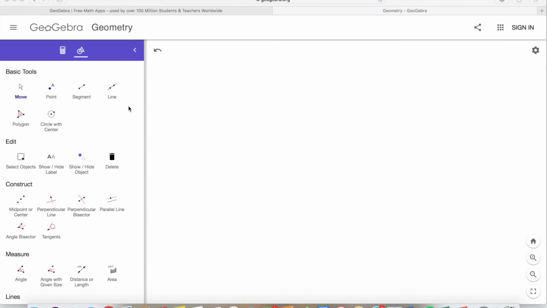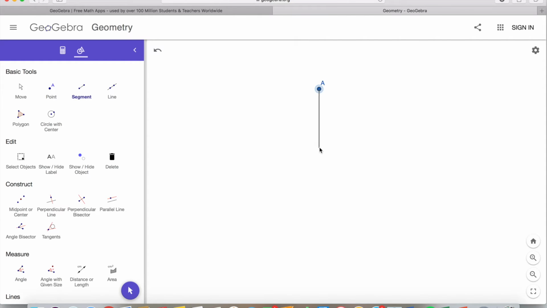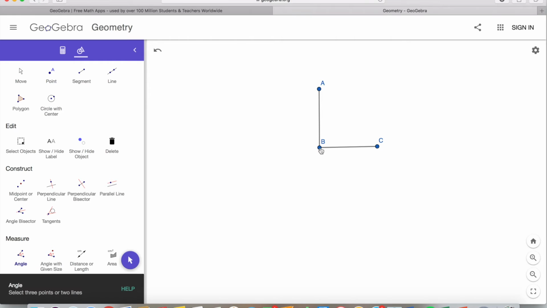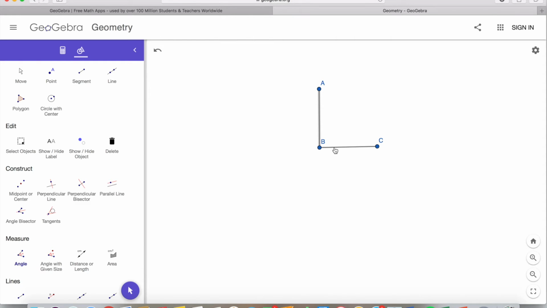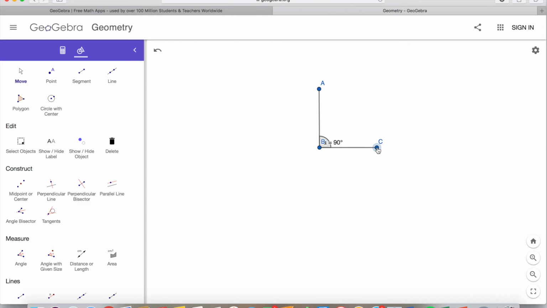So we're going to practice doing different types of angles using GeoGebra on the computer. So what I'm going to start off with is I'm going to make a line segment. So we're going to do A, B, and then from B to C, and then we're going to measure our angle degrees, and so it's at 98, it's at 89, so we're going to go and move it and make it go to 90. So here is an example of a 90-degree angle.